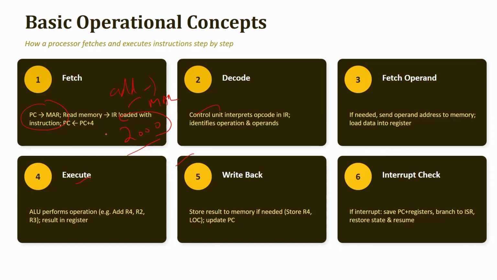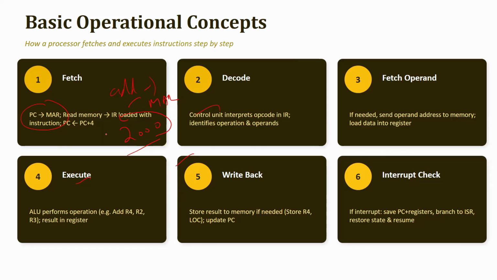Again, I am repeating: the fetch does the following. The processor fetches the instruction from memory. We consider PC to MAR, the program counter to the memory address register. In the previous video we saw that the program counter holds the address of the next instruction, whereas the MAR stores the address of the memory location that the central processing unit wants to access.